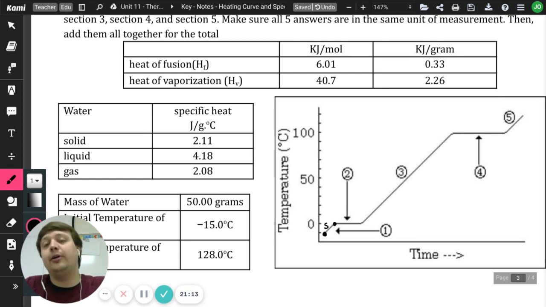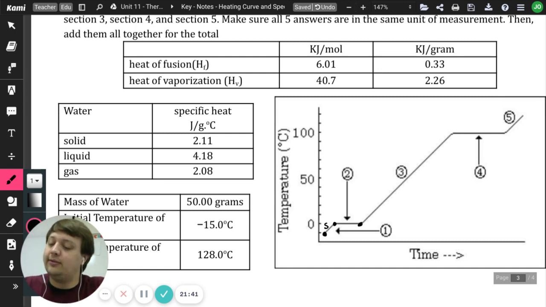But once I hit 0 degrees and I continued to add energy, now I'm going to start to convert from a solid to a liquid. So I'm undergoing that phase change. So step 2 here, I underwent the phase change. And I know that if it's a phase change, one of the flat lines, one of the horizontal lines, I use the M delta H. Now, anytime I see a change in temperature, I'll use the delta T, right? So Q equals MC delta T.